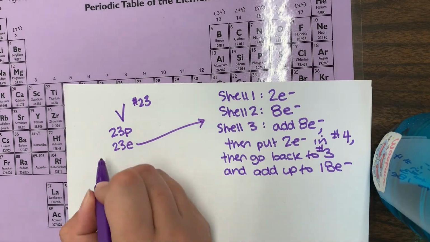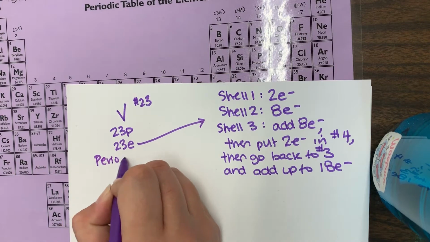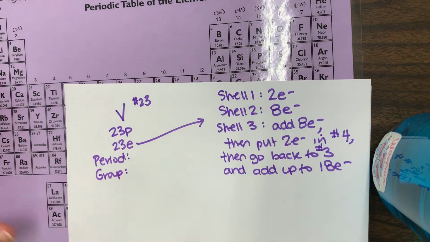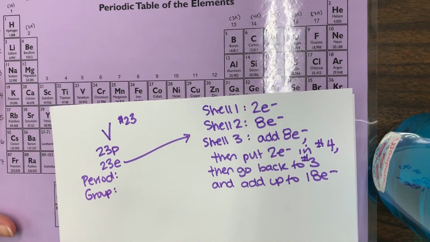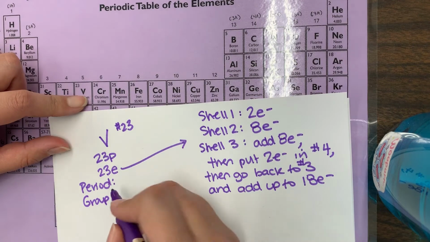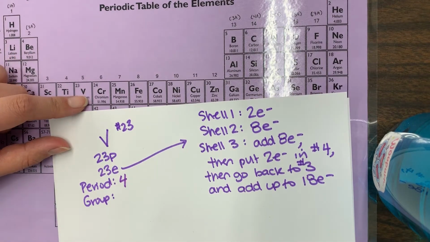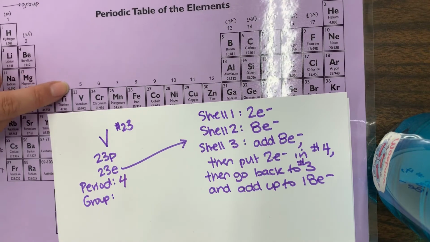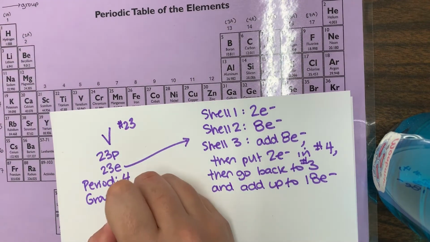We then want to identify 2 more things, the period and the group, okay? So, period refers to which row of the periodic table this is in. So it is in row 1, 2, 3, 4. So this is in period 4. It is also in group 1, 2, 3, 4, 5.